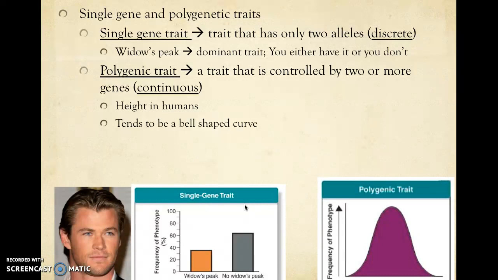So it's really easy to tell the difference between these two when they're graphed, because in a single gene trait, you only have two choices, whereas in a polygenic trait, it's on a continuum. It's kind of like there's a lot of different choices. We see the same thing in human skin color.